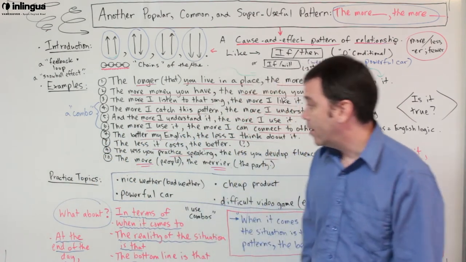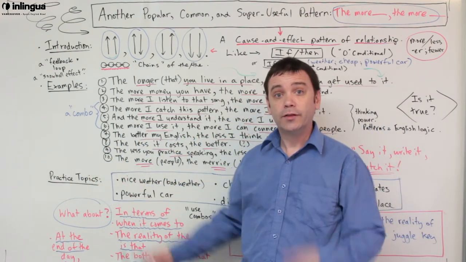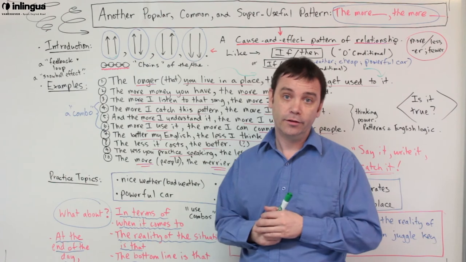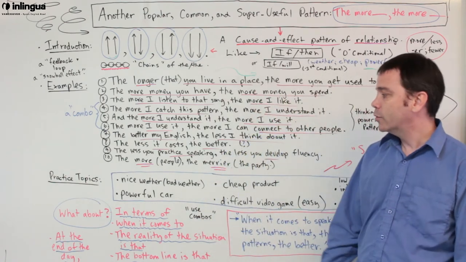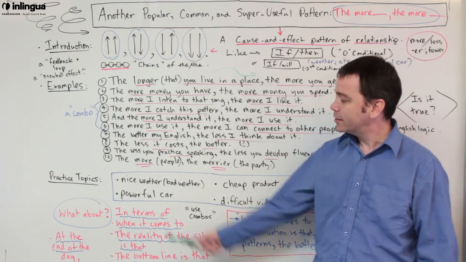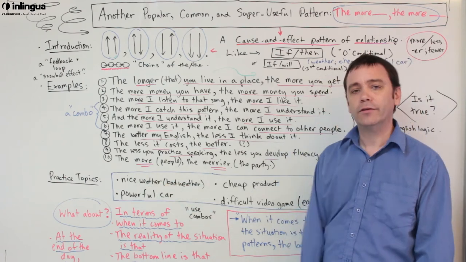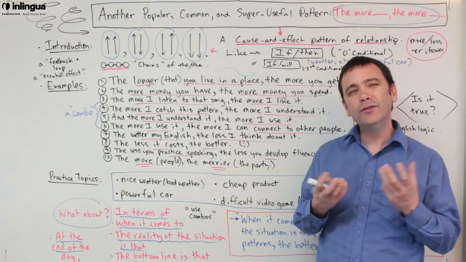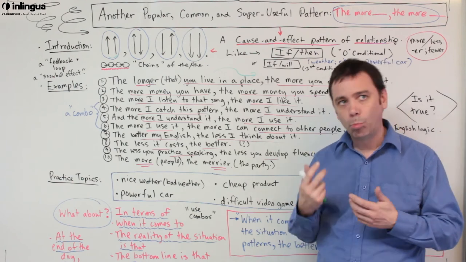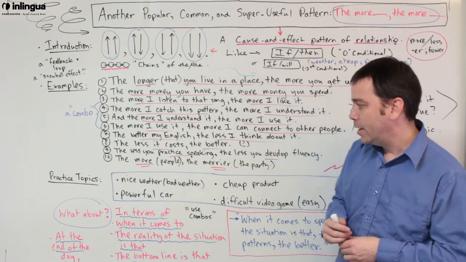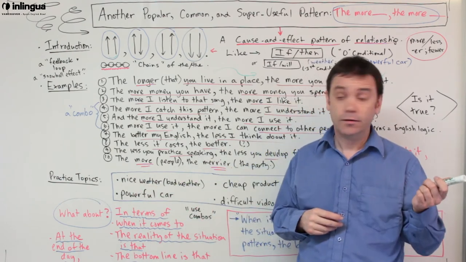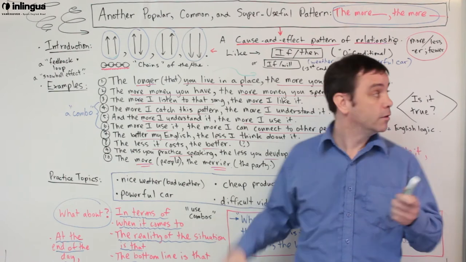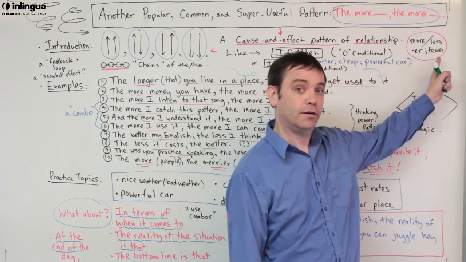Okay. Now, I'm going to give you some practice topics so that you can try to practice your thinking using the more the more. So, can you make a sentence about nice weather or bad weather using the more the more? Well, how can you talk about nice weather? Maybe the nicer the weather, the more people will go outside. The worse the weather, the fewer people will go outside, right?